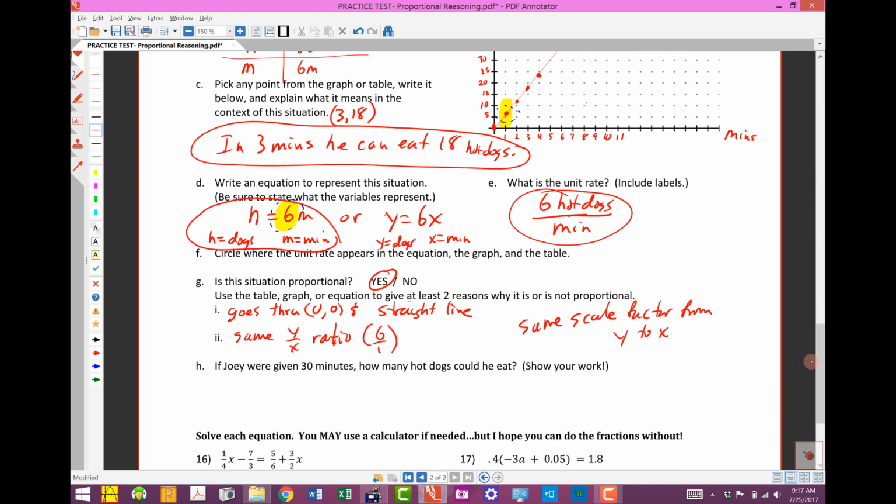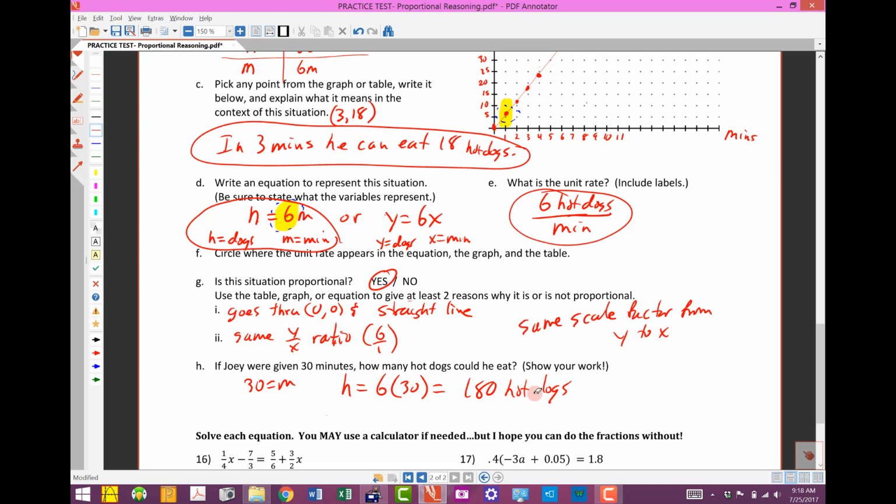And then it says if Joey were given 30 minutes, how many hot dogs could he eat? Well, 30 is a number of minutes. And we've got our equation up here, and all we have to do is say, okay, you tell me how many minutes he's going to eat, and I'll tell you how many hot dogs. So let's go ahead and give him 30 minutes. If we multiply those together, we get 180. But remember, that represents H, so we would have to say 180 hot dogs.